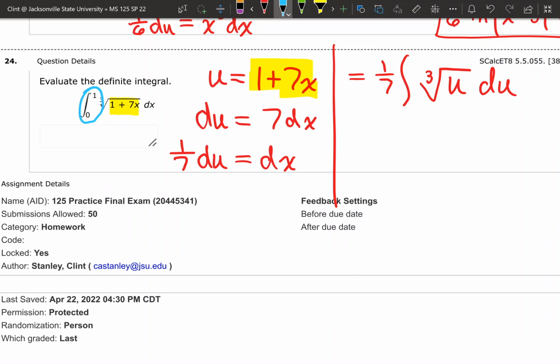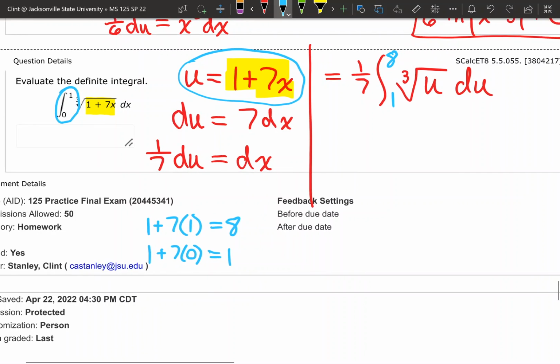But the other way to do it is we use our u equation and take our limits of integration and change those into u's instead of x's. So we do the top one. Let's see, we'd have 1 plus 7 times 1. That would give us 8. And then if we do 0, we'd have 1 plus 7 times 0. That one would be 1.